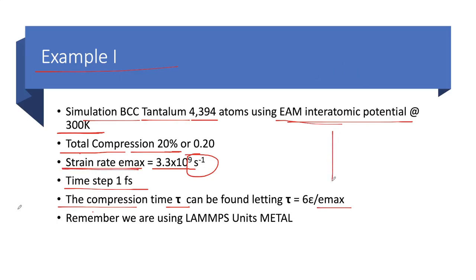Here we're assuming that if we plot the strain rate right here, the strain rate is going to start at 0, increase, and then the strain rate is going to decrease. And here in the middle is going to be the maximum strain rate.